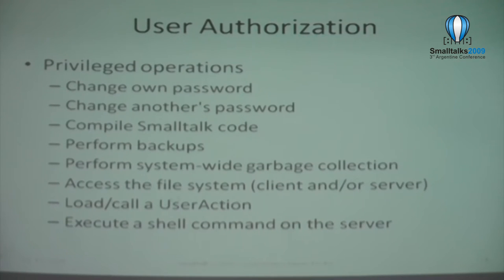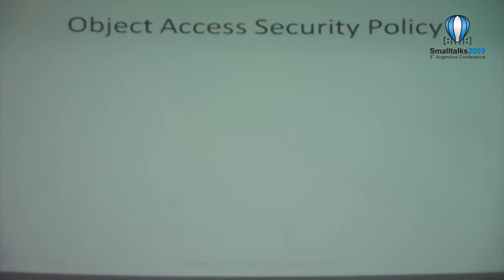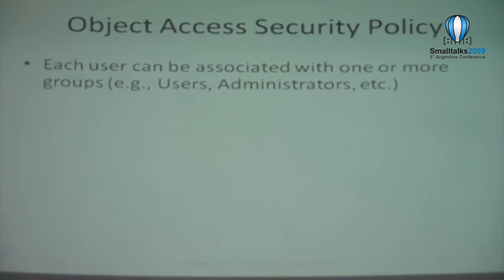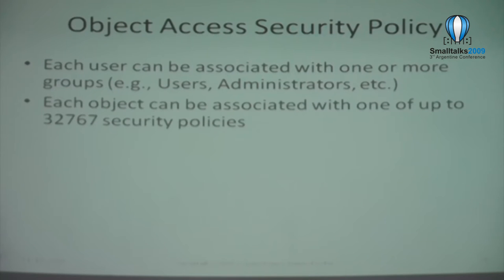So those are examples, there's others, but those are examples of authorizations that a recognized user can be allowed or denied. And then the deepest level of security is object access security. So each user can be associated with one or more groups. So you can define groups and assign users to the groups. Each object can be associated with a security policy. And we have 15 bits reserved for security policy.